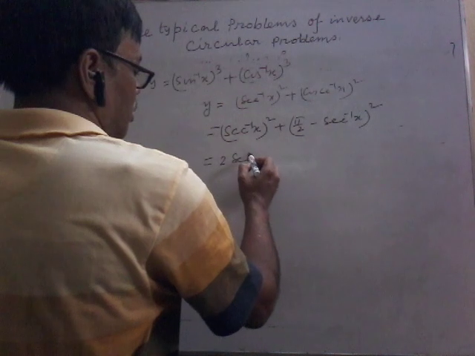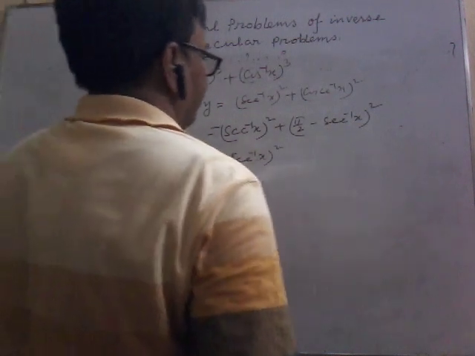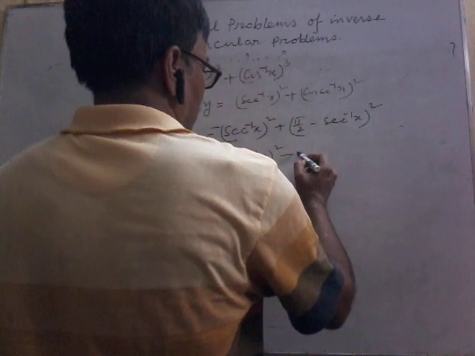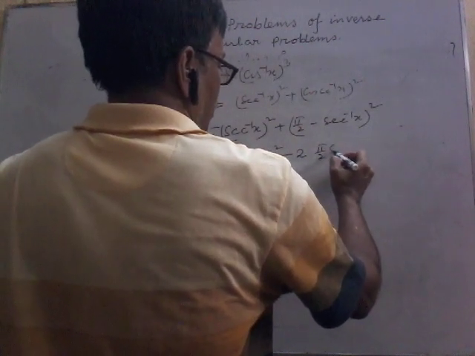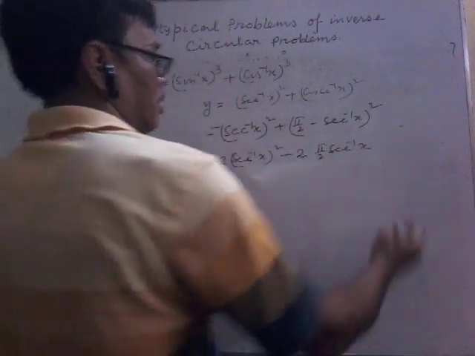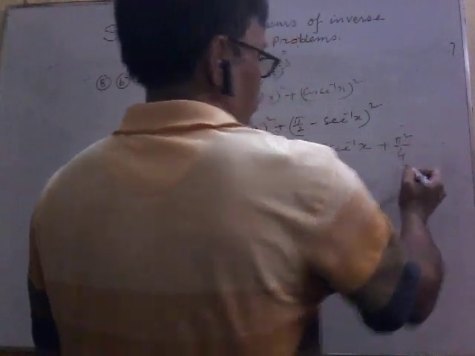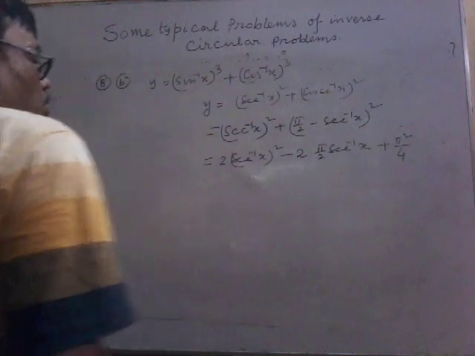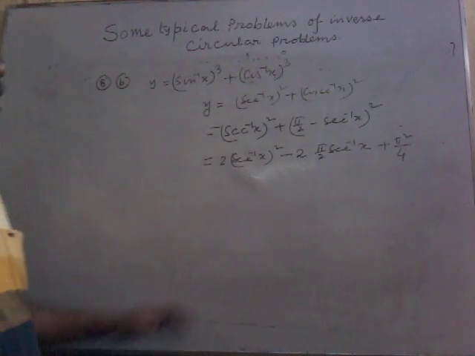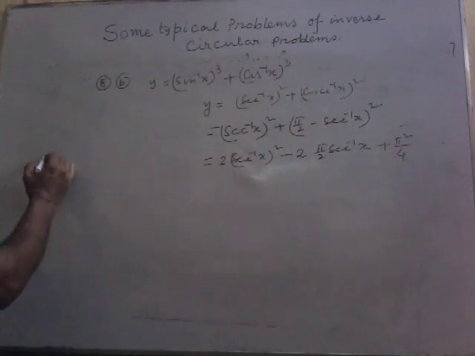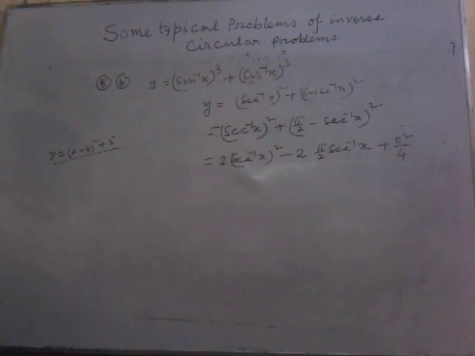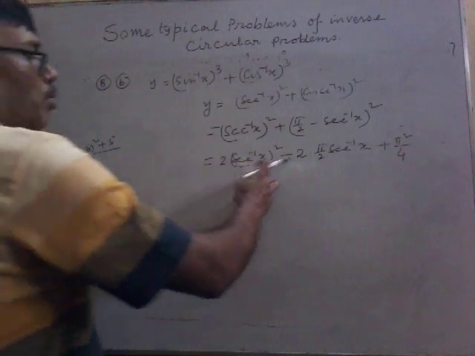Sec inverse x whole square, so 2 sec inverse x whole square minus sec inverse x whole square, so 2 into pi by 2 into sec inverse x plus pi square by 4. What is your idea of finding the minimum value? You know, if y equals some whole square plus constant, then the minimum value is the constant. So we want to express this in the form of a whole square.